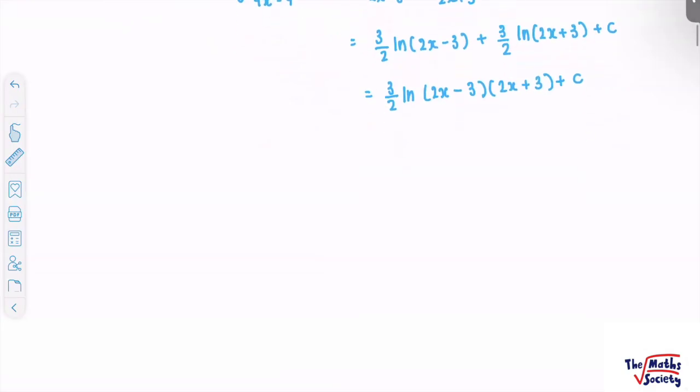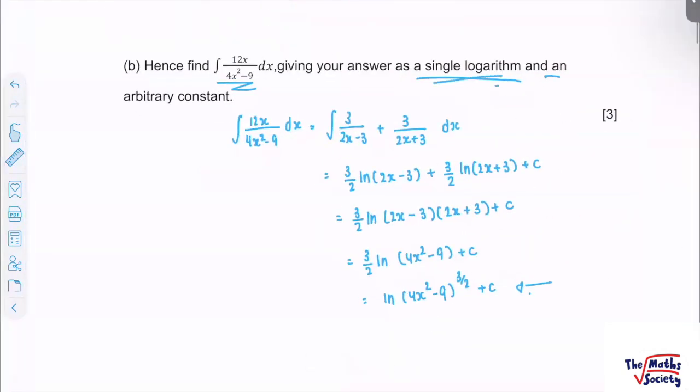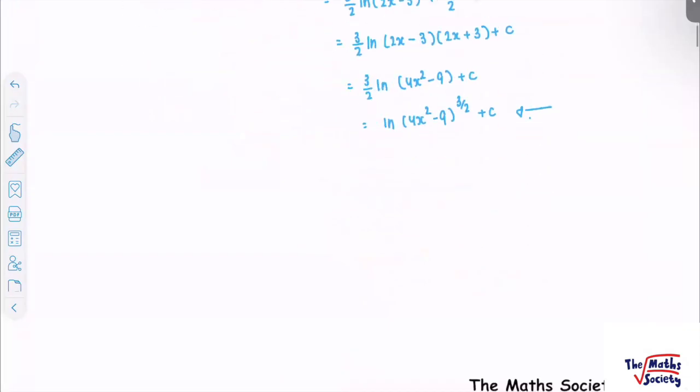So you're going to have 3 by 2 ln of (2x minus 3)(2x plus 3) plus c. That's 3 by 2 ln(4x squared minus 9). Let's square them out. So that's just going to be ln of (4x squared minus 9) to the power 3 by 2. And that is your answer, because it tells you to give it as a single log and an arbitrary constant, which is c.